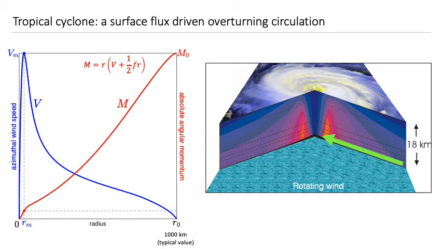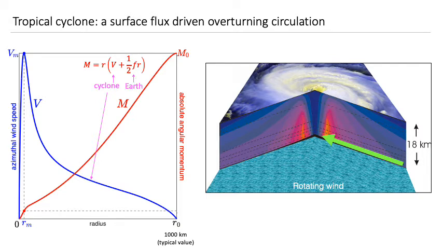So absolute angular momentum, we can define it. This is angular momentum per unit mass. That's typically thought of as radius times the velocity perpendicular to your radius. And that really has two components, actually, for a tropical cyclone. The cyclone part, which is the V here, which is just the rotating wind field of the tropical cyclone itself, and that's probably a little more straightforward.